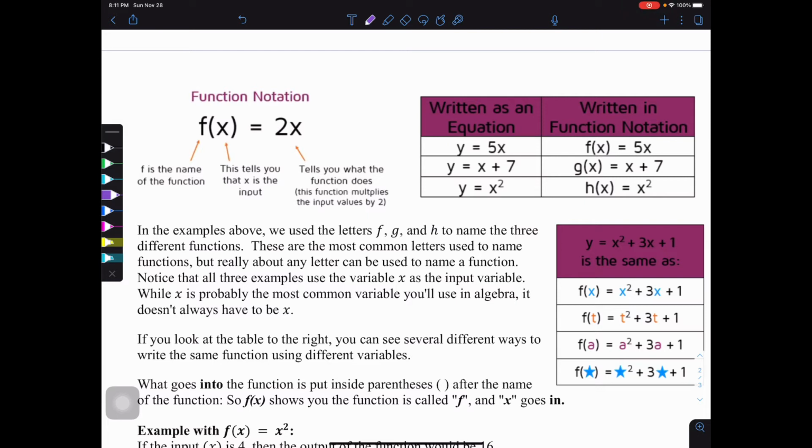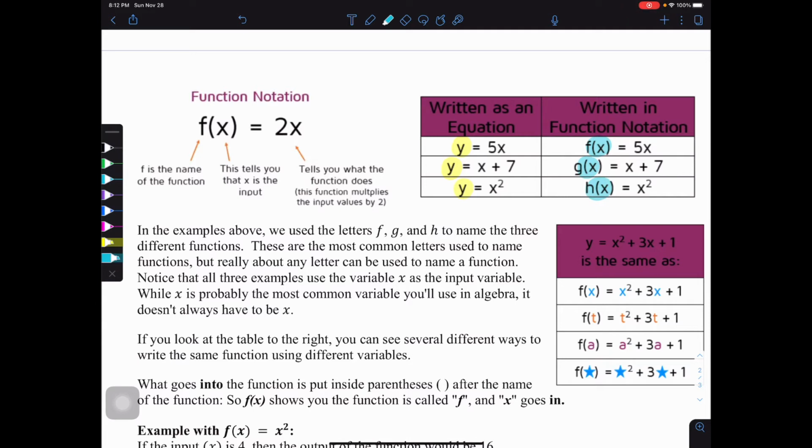So the only thing we are doing is we are taking the y and we are replacing it with this new notation, f of x, g of x, or h of x. So the function name and then whatever the input is.